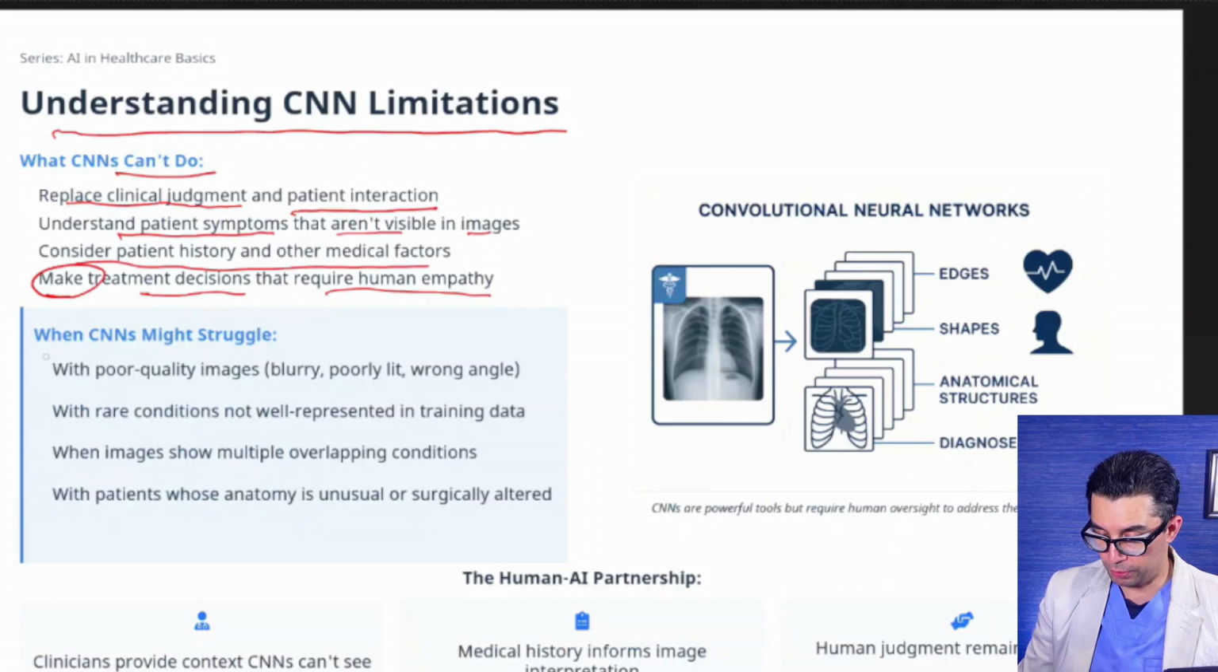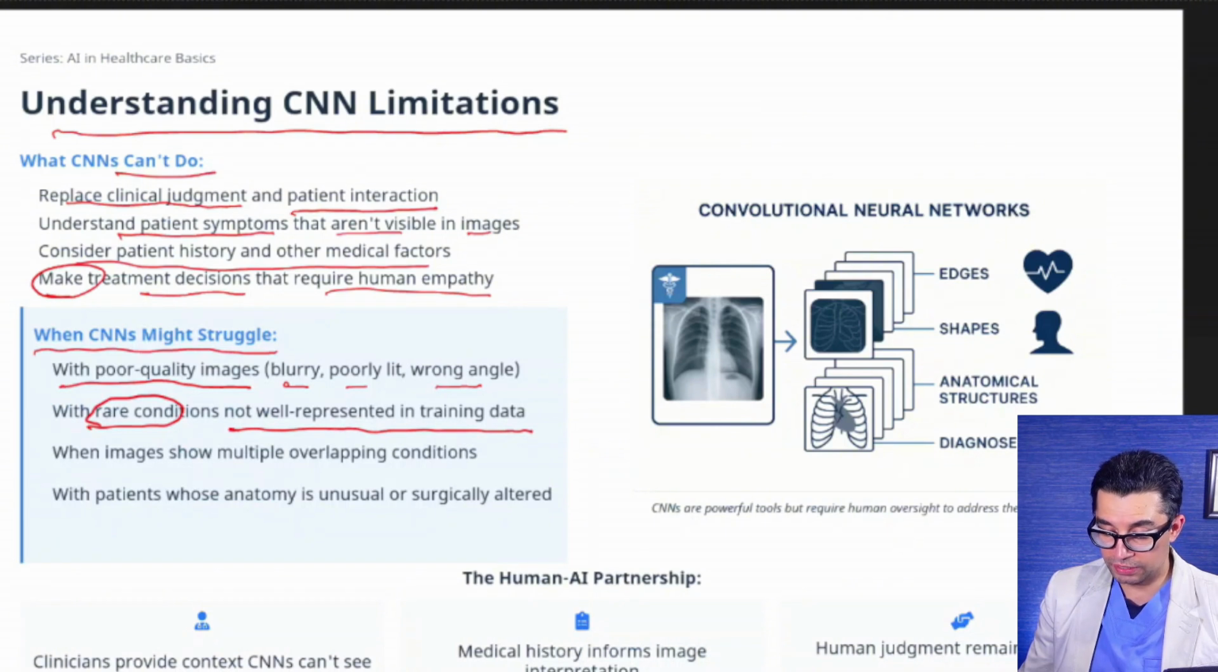So, CNNs might struggle when the images themselves are poor: blurry, poorly lit, or taken at the wrong angle. That could confuse a neural network. Underexposed or overexposed images could lead to trouble. Some rare conditions, as I mentioned on the last slide, may not be well represented in the training data. So you have to make sure all the diseases can be picked up, right? And then they have problems when an image shows multiple overlapping conditions.